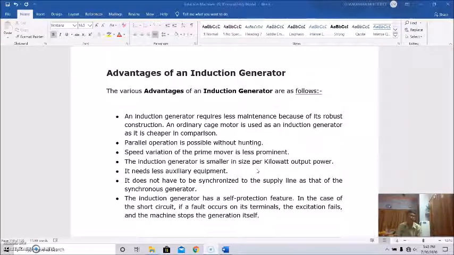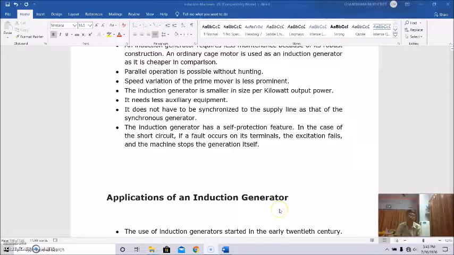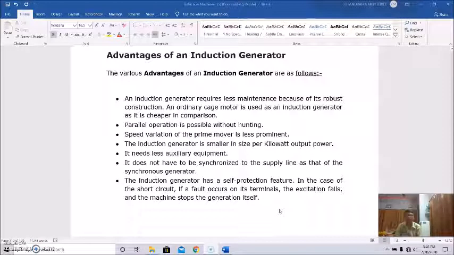The induction generator is smaller in size for a given kilowatt output in comparison to traditional synchronous generators or alternators, and it needs less auxiliary equipment. It does not have to be synchronized to the supply line as the synchronous generator does. The induction generator has a self-protection feature. In the case of a short circuit, if a fault occurs on its terminals, the excitation fails and the machine stops generation by itself. So these are the advantages of an induction generator.